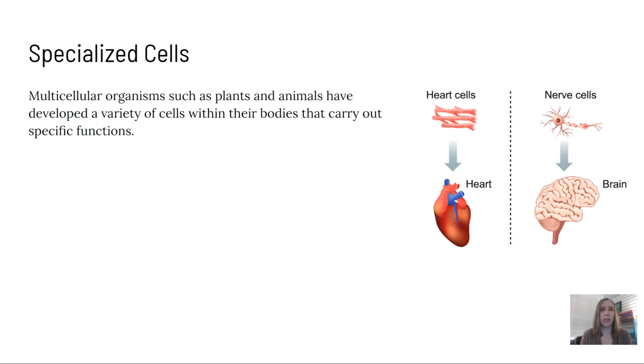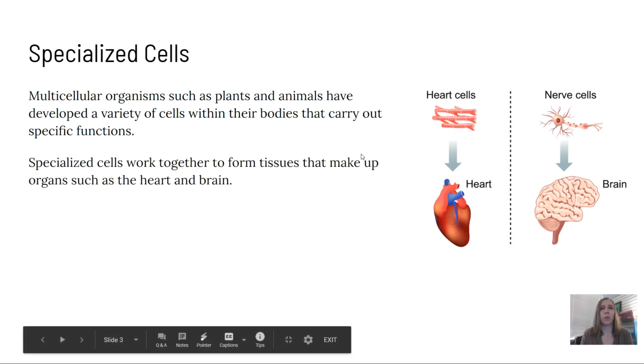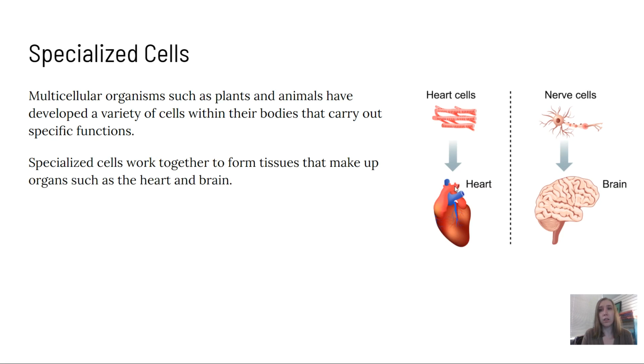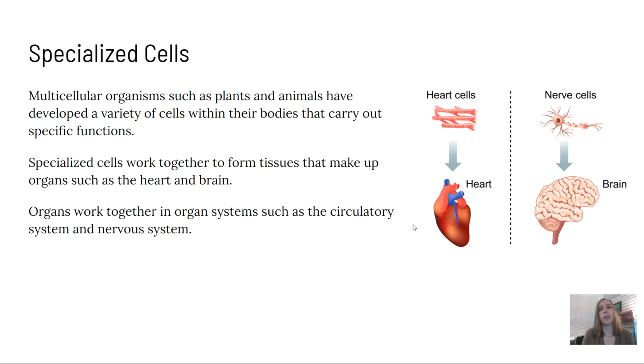Specialized cells exist in multicellular organisms, such as plants and animals, that have developed a variety of cells within their bodies that carry out specific functions. So heart cells all make up a heart. Nerve cells make up the brain. Specialized cells work together to form tissues that then make up organs such as the heart and brain. Organs work together in organ systems such as the circulatory system and the nervous system.